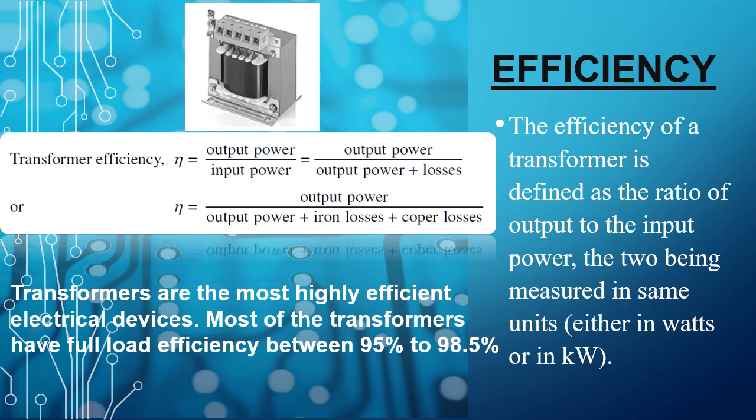Now we will take a look at the efficiency of a transformer. The efficiency of a transformer is defined as the ratio of output to the input power, the two being measured in the same units, either in watts or in kilowatts. Here take a note that transformers are the most highly efficient electrical devices. Most of the transformers have full load efficiency between 95% to 98.5%.